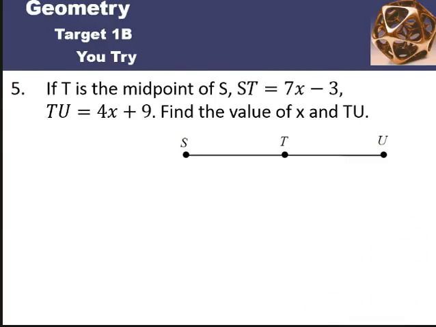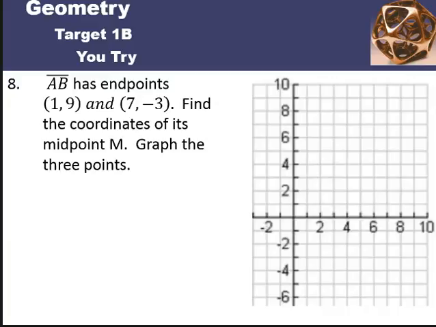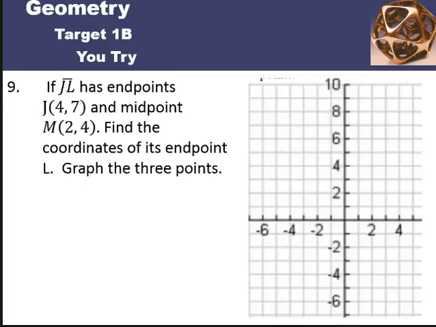and finally 6 and 7. Oh, I give you 2 Pythagorean theorem problems. That's good. Solve them both. Okay, and then it's good practice. And then 8, you have 2 endpoints, so you have to find a midpoint. And number 9 is an endpoint and a midpoint.